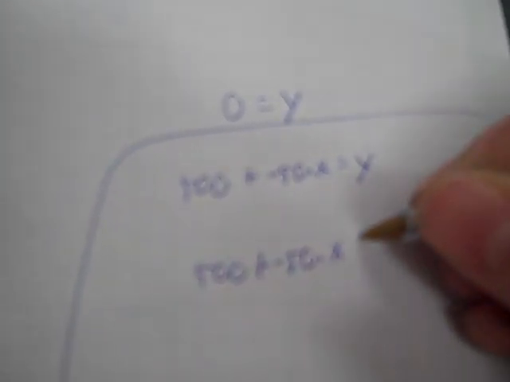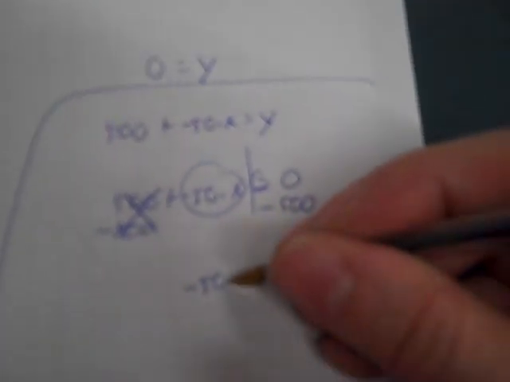So we have 500 plus negative 50 times X equals Y, and then Y equals 0. Okay. Now you get the X by itself. You minus the 500, so negative 50 times X equals 0 minus 500, which is negative 500. Then you divide each side by negative 50. And X equals 10, okay? So 10 hours.